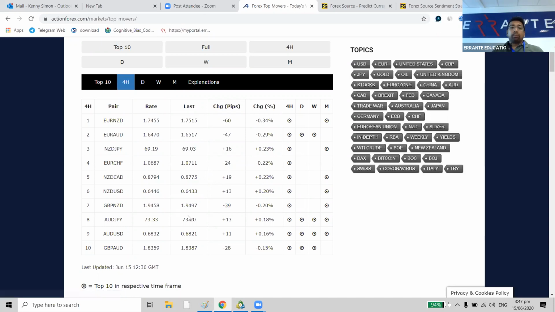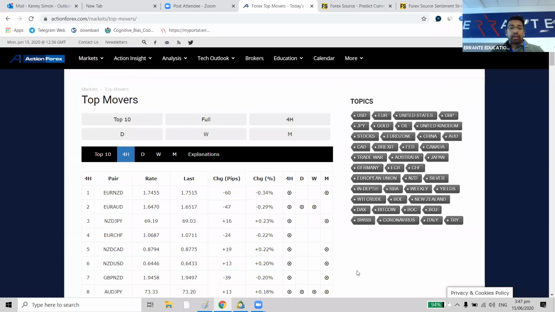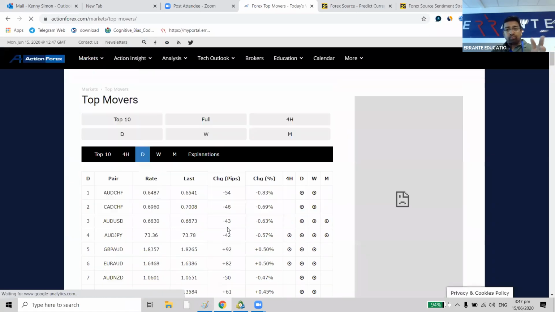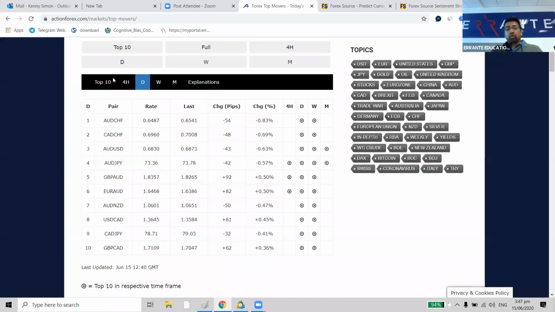Here, for example, on actionforex.com, you can see a table like this, and this table is called the top movers. If I click it again to refresh it a little bit, you can see the top 10 movers gives us a bit of an idea. What are the top 10 movers? That means where the big boys and the majority of traders are putting their money, into which currency pairs. The top 10 movers are usually the top 10 currency pairs moved by investors' and traders' money.